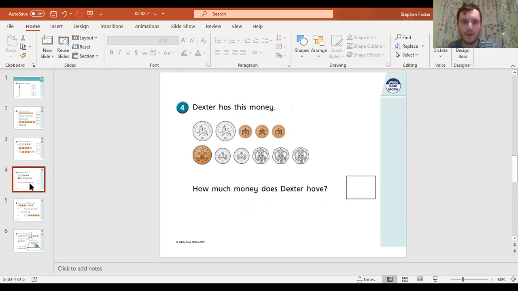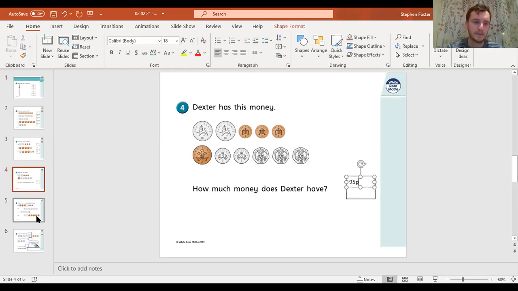Another one to calculate the total amount. Dexter has this money. How much money does he have? Again, I'm going to start with the largest value coin, which is 20 pence. So I'm going to go 20, 40, 60, then 70, 80, 85, 90, 92, 93, 94, 95. Let me do that one more time so we can check our answer. 20, 40, 60, 70, 80, 85, 90, 92, 93, 94, 95. So Dexter has 95 pence.